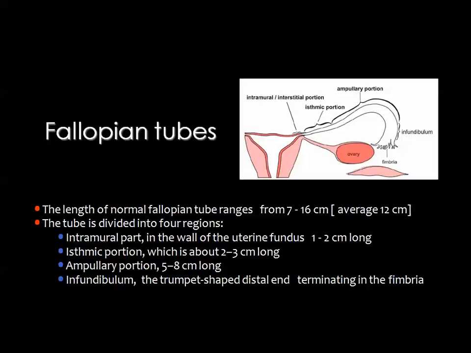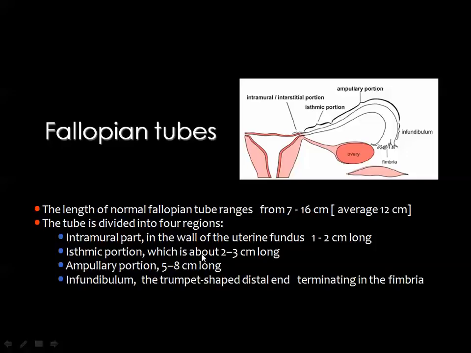Then we have some words about the fallopian tube. You know the fallopian tube length ranges from 7 to 16 centimeter. The average is about 12 centimeter. It is divided into four parts. The intramural part inside the wall of the uterus, which is in the range of 1 to 2 centimeter.